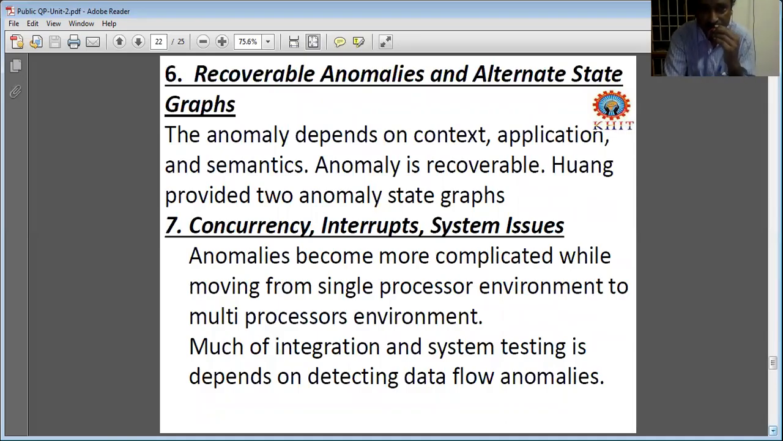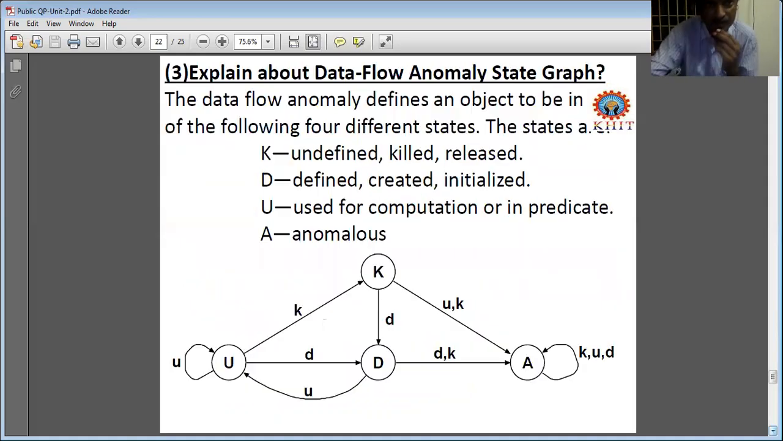Seventh one, concurrency interrupt system issues. Anomalies become more complicated while moving from a single processor environment to a multi-processor environment. Much of integration and system testing depends on detecting data flow anomalies.